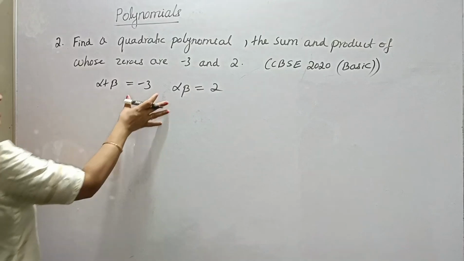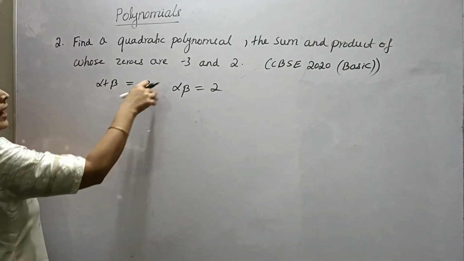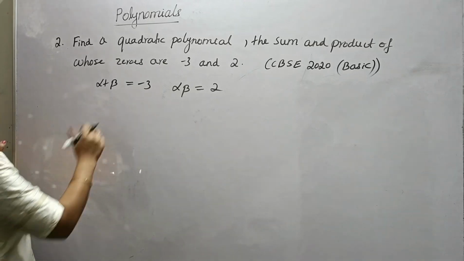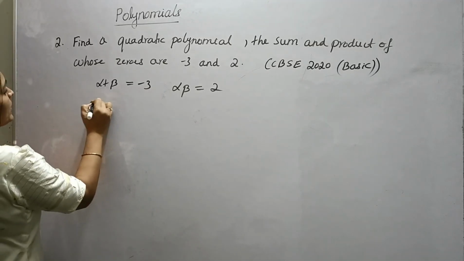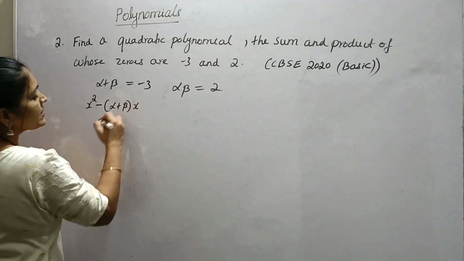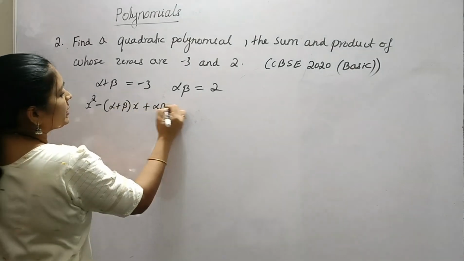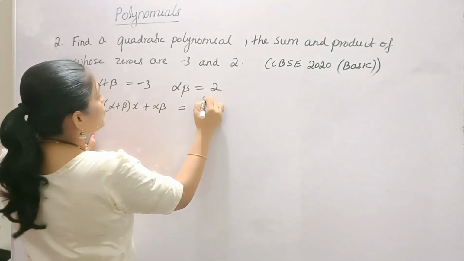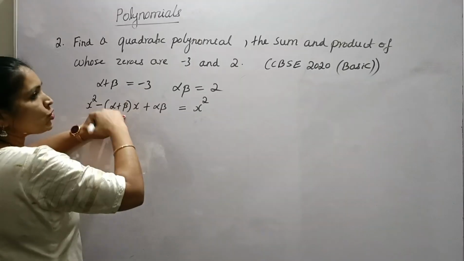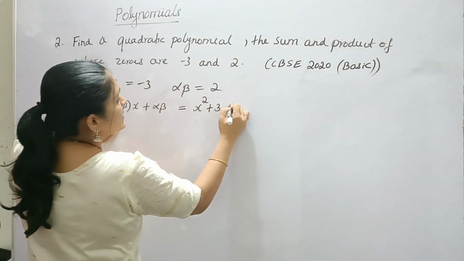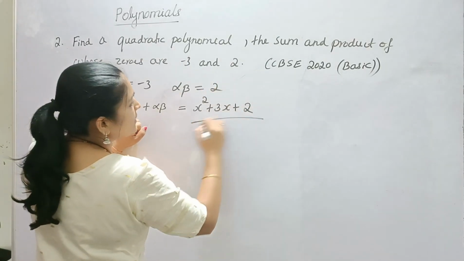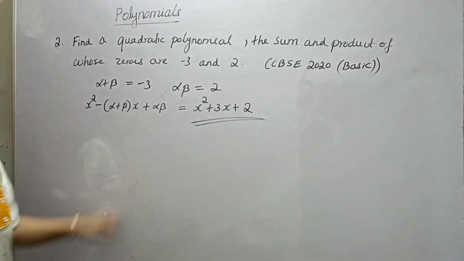Okay, so here alpha plus beta and alpha beta are given. Directly you can substitute in the quadratic polynomial, that is x square minus alpha plus beta into x plus alpha into beta, that is equal to x square minus of alpha plus beta, which is minus 3. So minus of minus 3 gives plus 3x, plus alpha into beta, which is 2. So it is the required quadratic polynomial.